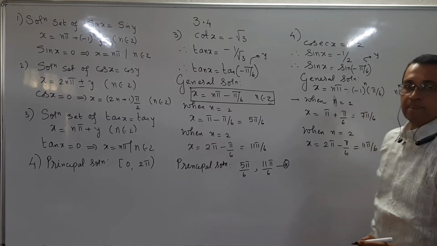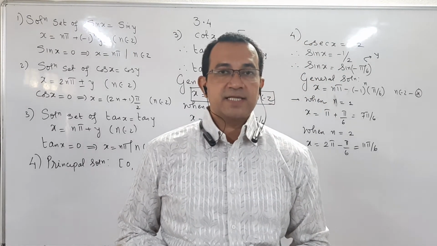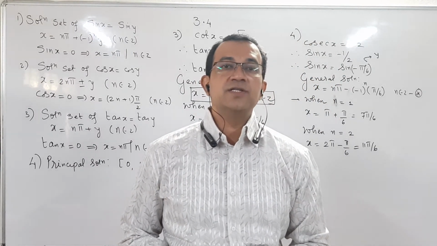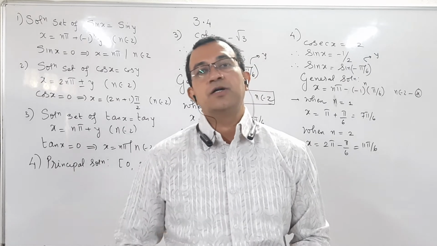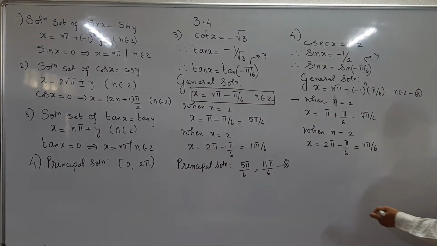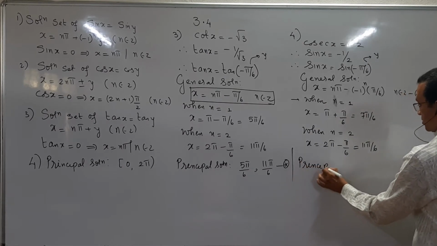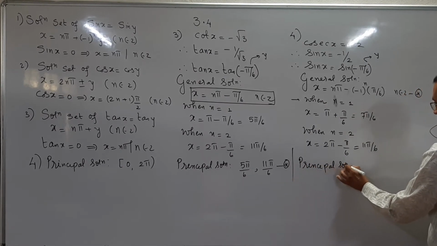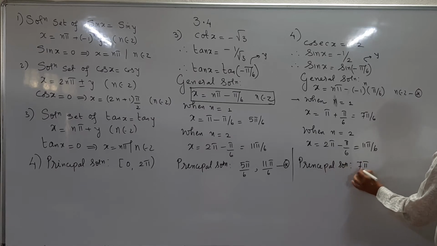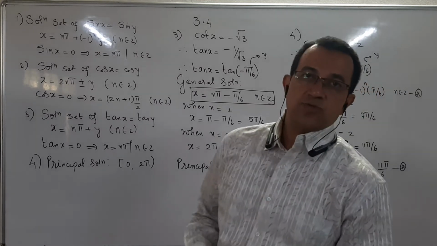All of you know, sine function is positive in first and second quadrant, and sine function is negative in third and fourth quadrant. So, principal solutions are 7 pi by 6 and 11 pi by 6. This is our answer, students.